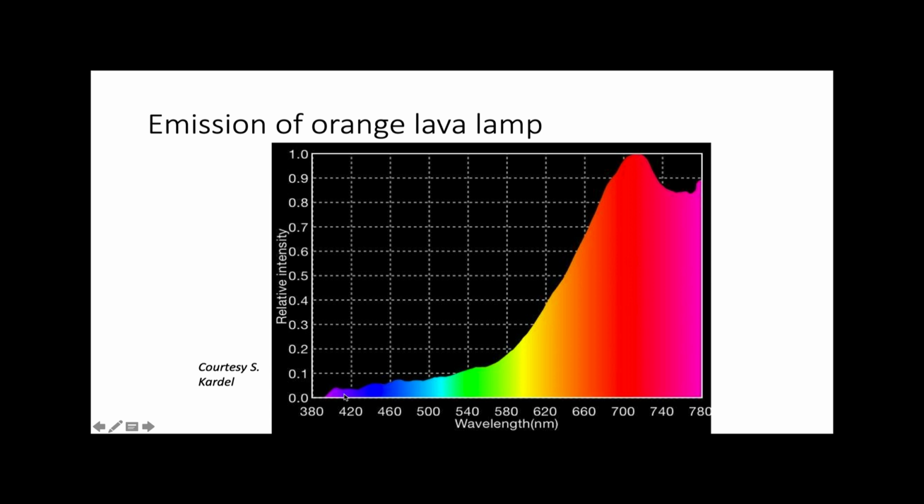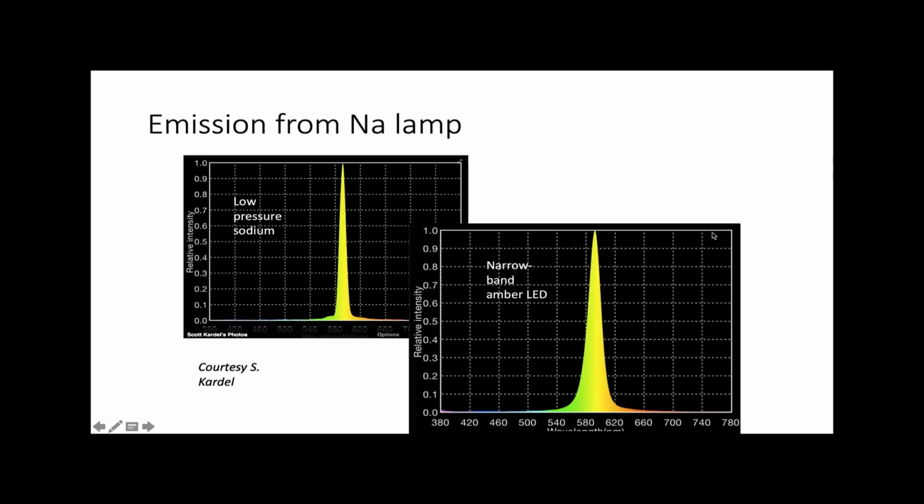And of course, when he got this tool, he was running around taking measurements of everything he could find. And this is an orange lava lamp. So very little purple, very little blue, very little green, more yellow, more red and orange, and it falls off when you get to the magenta. Now here's what he actually bought the tool for: looking at the low pressure sodium lamp versus the LEDs. Here he was demonstrating that indeed the narrow band amber LED is quite comparable to the low pressure sodium lamp.